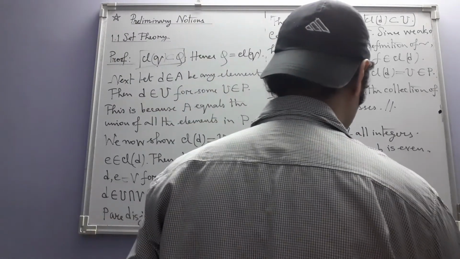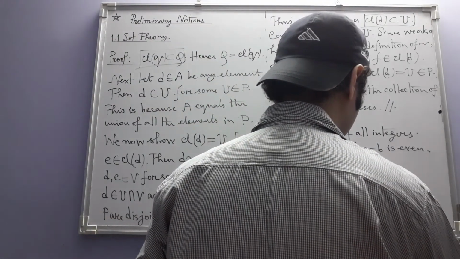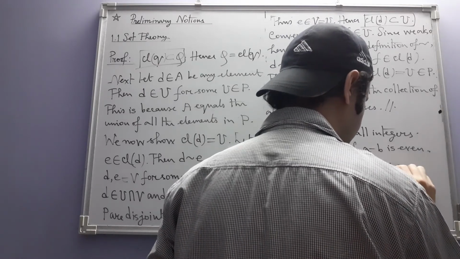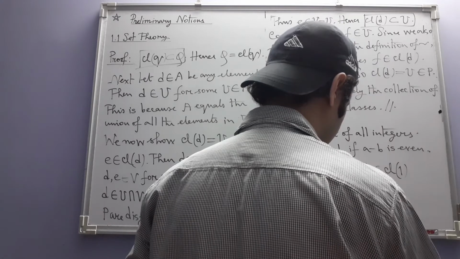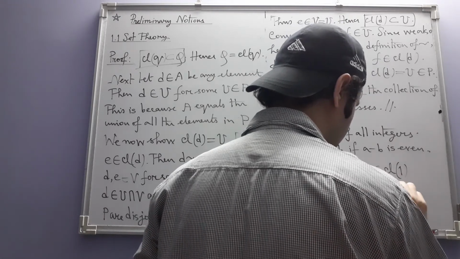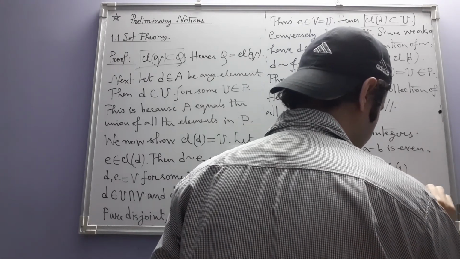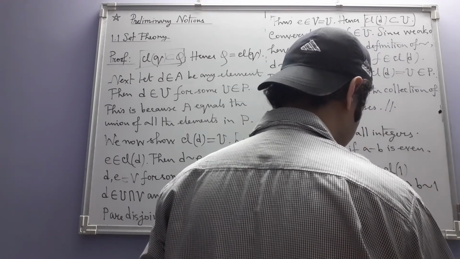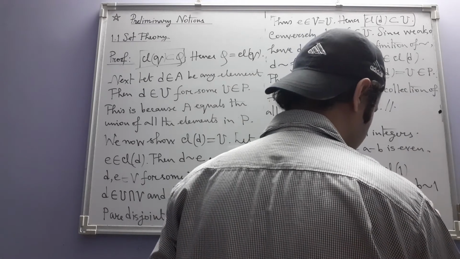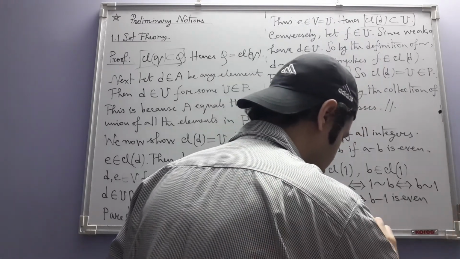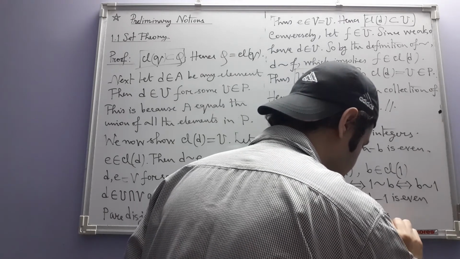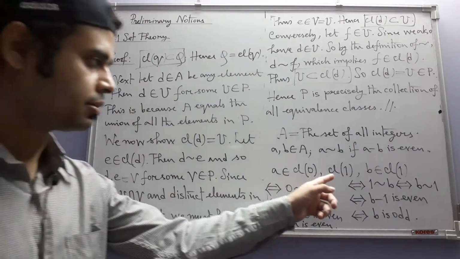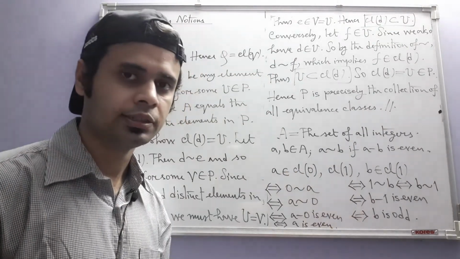What about class of 1? Let me use another letter. B belongs to class of 1 if and only if 1 is related to B, if and only if B is related to 1, if and only if B minus 1 is even, if and only if B is odd. So every element in class of 1 is an odd integer.